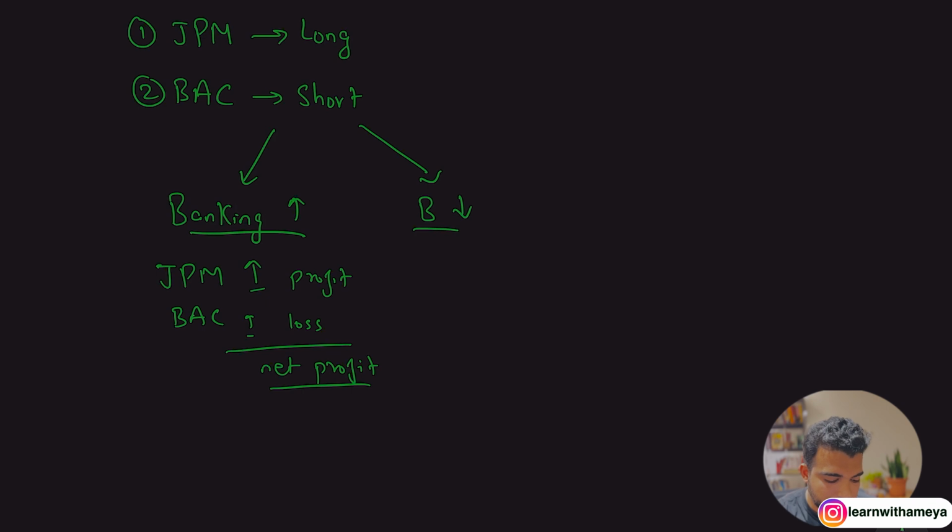Let's take an example where the banking sector is actually going down. What would happen then? JP Morgan would go down, and Bank of America would go even more down.